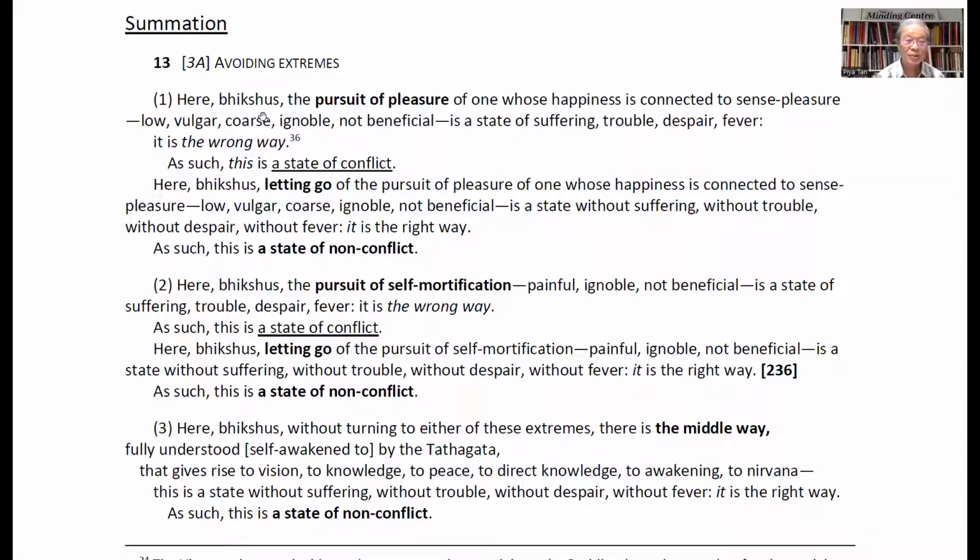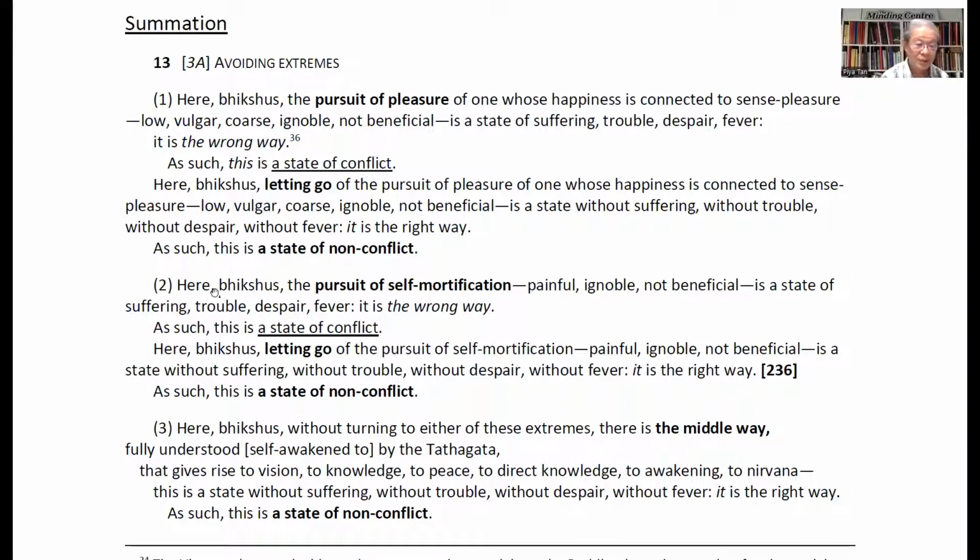1. Here, bhikshus, the pursuit of pleasure of one whose happiness is connected with sense pleasure, low, vulgar, coarse, ignoble, not beneficial, is a state of suffering, trouble, despair, fever. It is the wrong way. As such, this is a state of conflict. Here, bhikshus, letting go of the pursuit of pleasure of one whose happiness is connected to sense pleasure, low, vulgar, coarse, ignoble, not beneficial, is a state without suffering, without trouble, without despair, without fever. It is the right way. As such, this is a state of non-conflict. So the stress is on the action, not person.